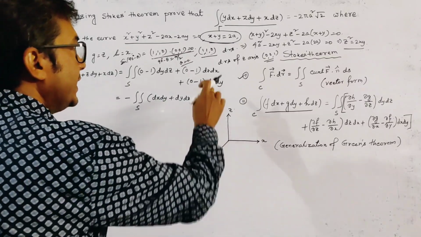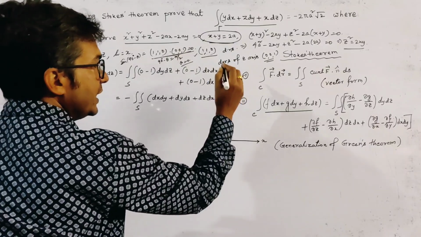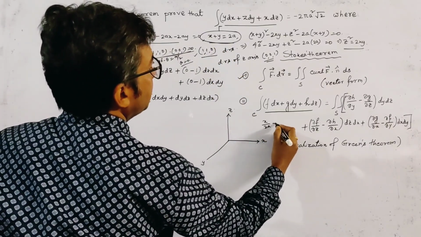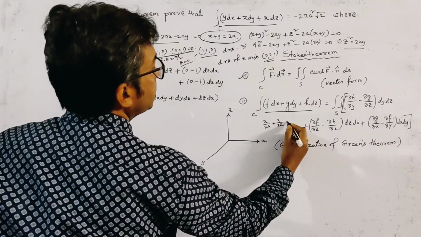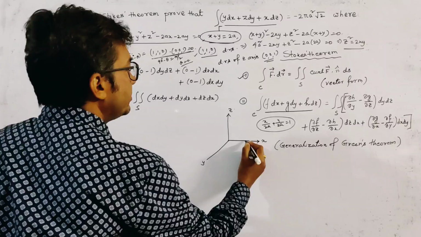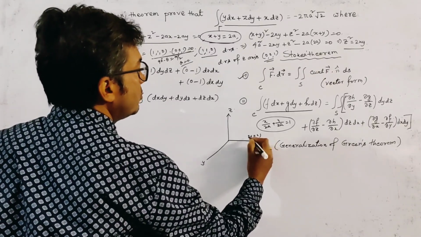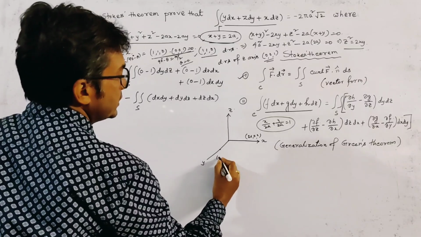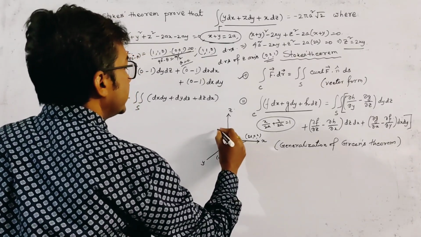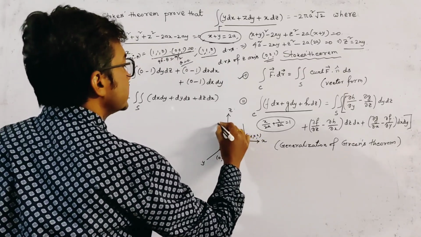Clearly the plane intersects the x-axis and y-axis as given by x by 2a plus y by 2a equal to 1. This is the intercept form of the plane. If we take this point as 2a, 0, 0 and this point as 0, 2a, 0, then the plane looks like this, parallel to the z-axis.